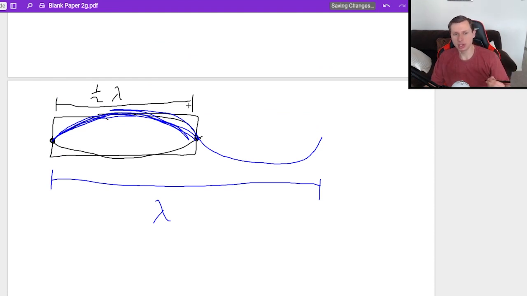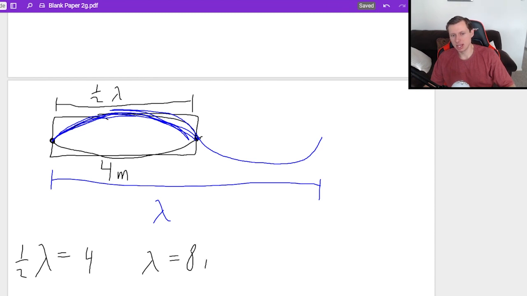That's important to know, because if I give you a length, let's say this thing is 4 meters long, the distance between these two nodes, then you know that the wavelength would be double that. Why is it double? Because we're saying 1/2 lambda equals 4. Multiply both sides by 2 to cancel out the 1/2. Lambda is 8 meters. So that lambda right there is 8 meters, which makes logical sense if you look at the picture.